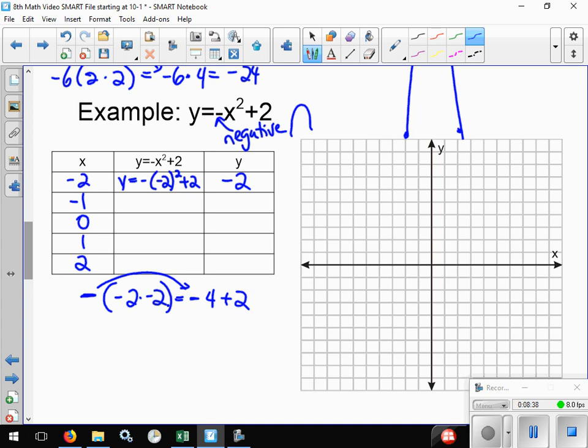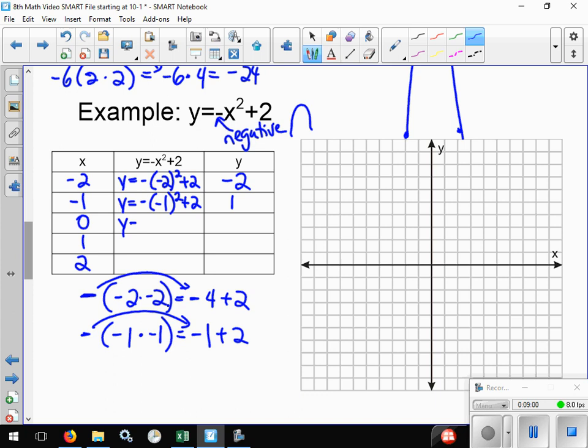All right, and now we're doing negative with negative 1 squared plus 2. Okay, so we have negative, but it's negative 1 times negative 1. And that gives us a positive 1. Got to bring the negative over. Negative 1 plus 2 is positive 1.